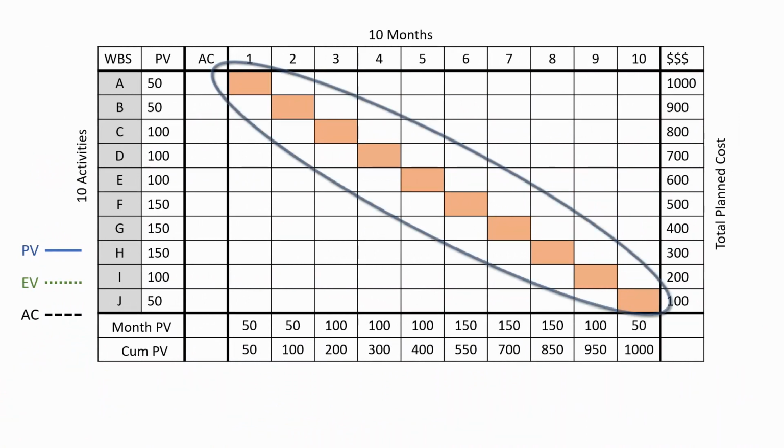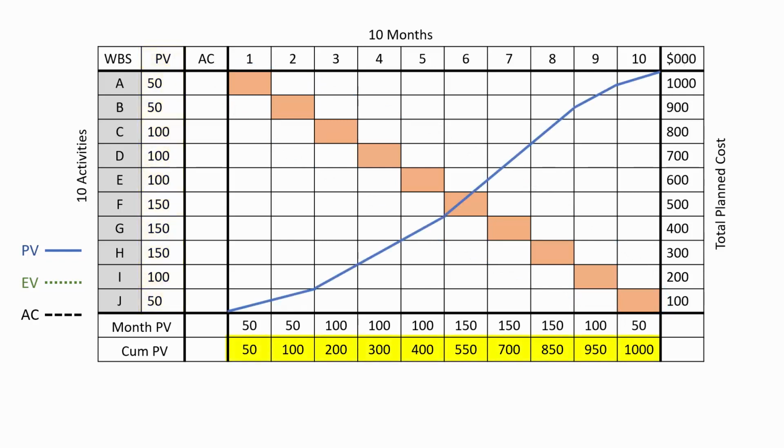We'll start with the plan. Every activity is scheduled and has a planned value. At the bottom of the diagram, the cumulative planned value is recorded. Using the scale on the right, we can plot the planned value. This is the S-curve we introduced in a previous lesson. Notice how the budget at completion is the total planned value.